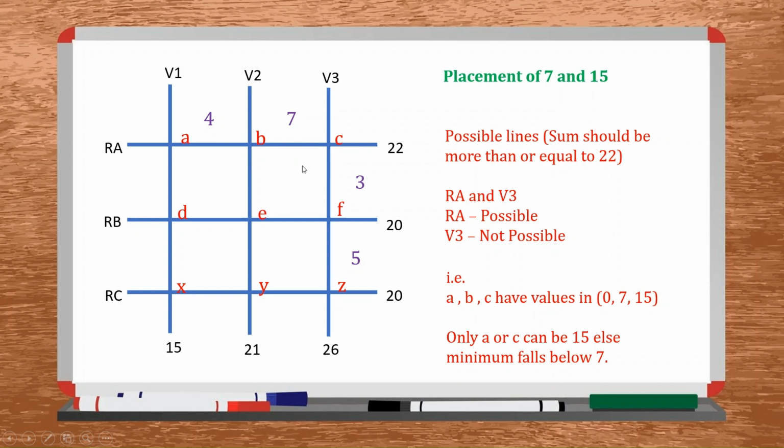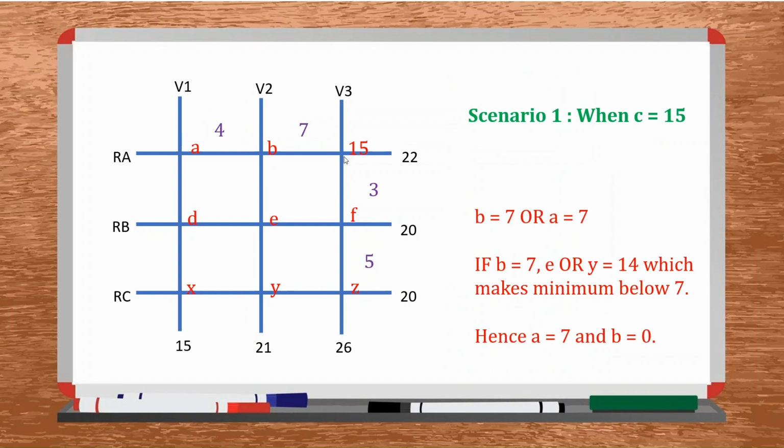Okay, now we'll have two scenarios. So for those who are solving along, you can pause the video and solve for each scenario. So C or A would be 15. Now let's go with scenario 1, in which C is equal to 15. So if I place C equal to 15, then A or B will have to be 7 and the other has to be 0.